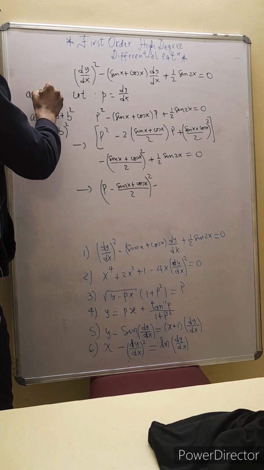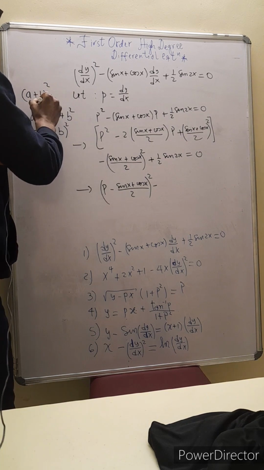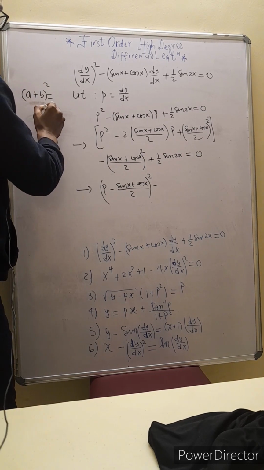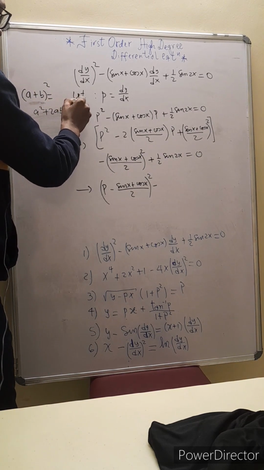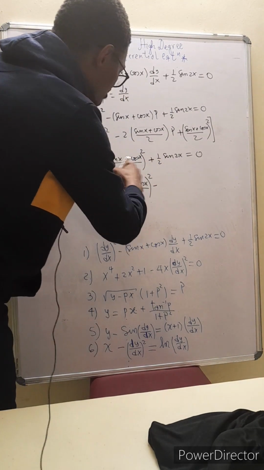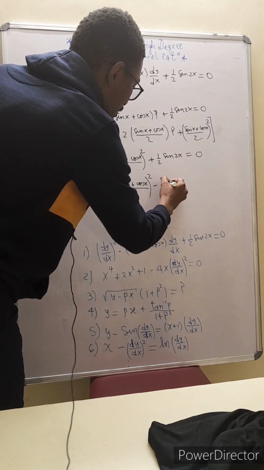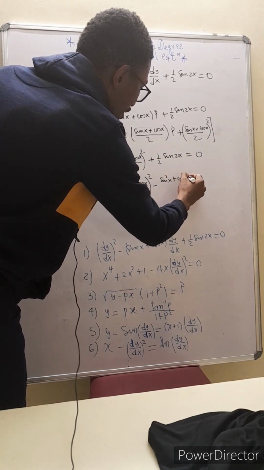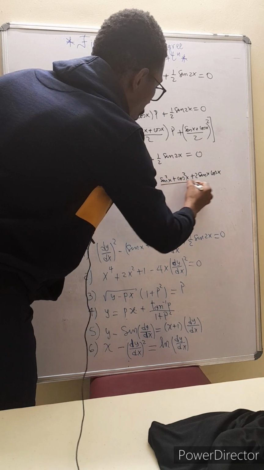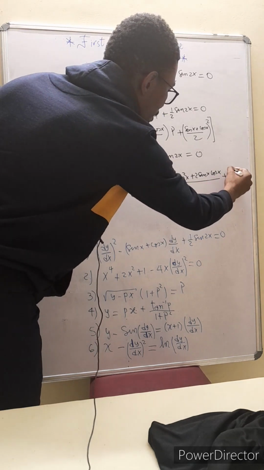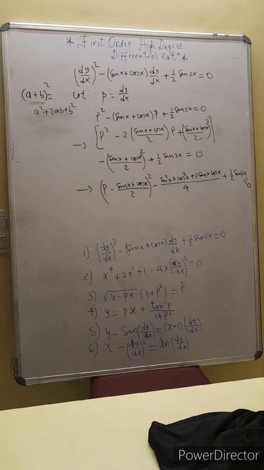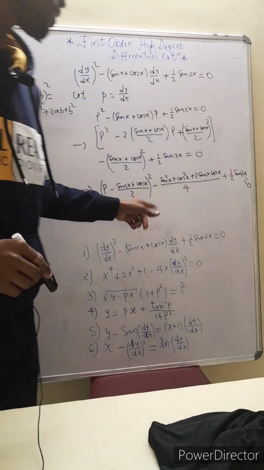We know that a plus b square is what? A plus b square, let me write. A plus b square is a square plus 2ab plus b square. So this one here will be minus sine square of x plus cos square of x plus 2 sine x and cos x, all divided by 4, plus 1 by 2 sine of 2x equal to 0.